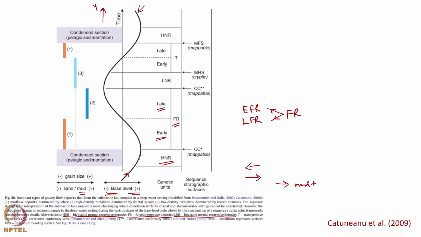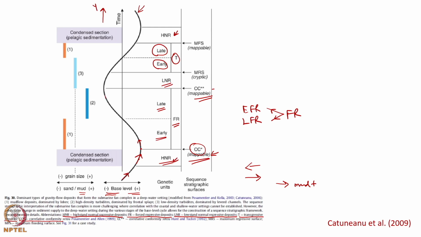LNR is the lowstand normal regressive deposit. T is the transgressive deposit, which can be divided into an early part and a late part. HNR was here and also it comes over there. CC is the correlative conformity, and it is mappable, important. Again CC comes here. In the graph, if we look at points across which the curve changes its pattern from sea level rise to sea level fall, the corresponding point is marked as CC star, or the correlative conformity.